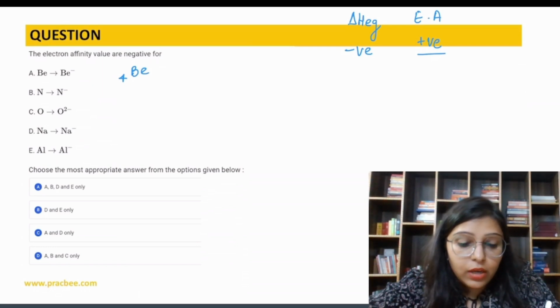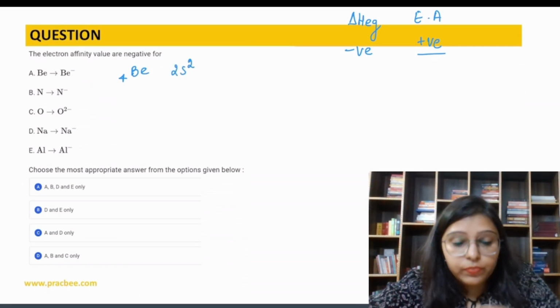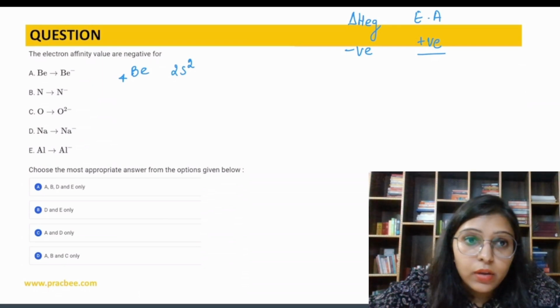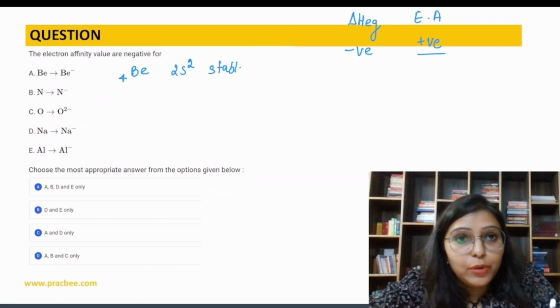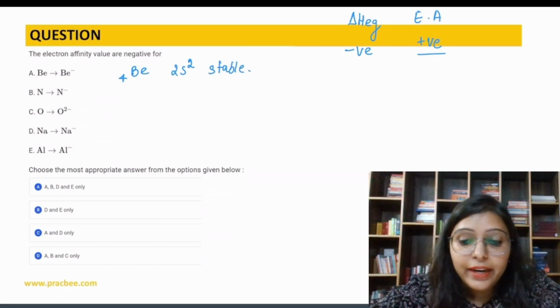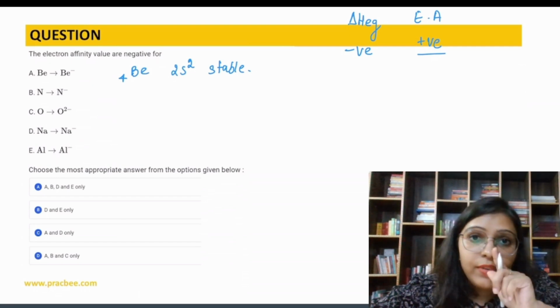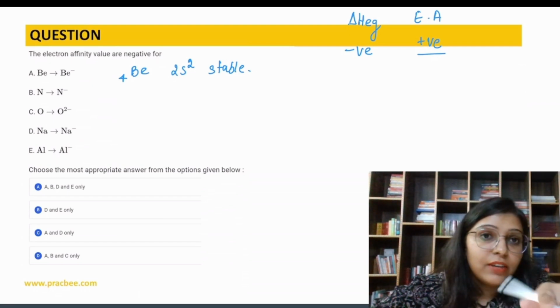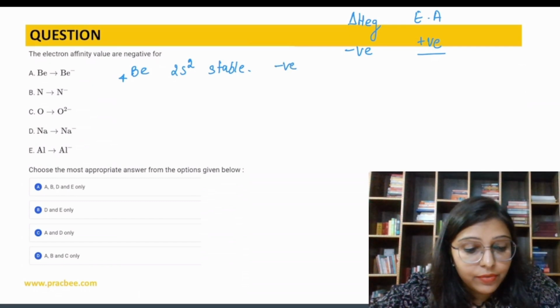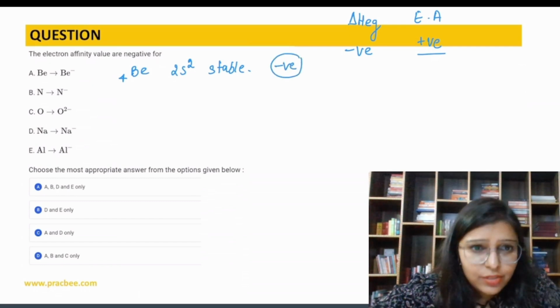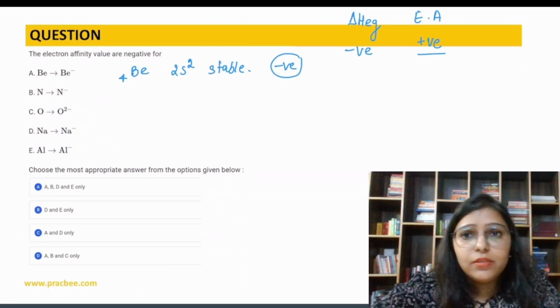So when we write down the configuration, it is going to be 2s2. It is 2s2. Now this is fully filled. It is stable. It does not want to add an electron, right? If it doesn't want to add an electron, then the electron affinity is negative, na? Electron affinity is negative. Understood or not? It does not want to add the electron. Why? Because this is stable.